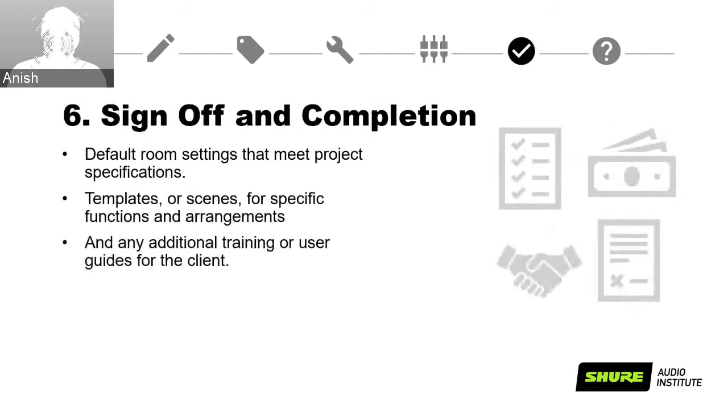The next phase is called sign off and completion. As the project nears the end, the integrator will provide operational instructions and handover of any project assets, such as default room settings that meet project specifications, templates or scenes for specific functions, any additional training or user guides or operation manuals, etc. It's part of the handover doc.